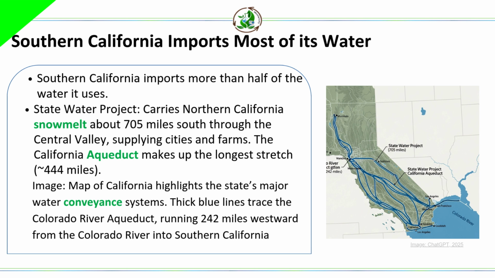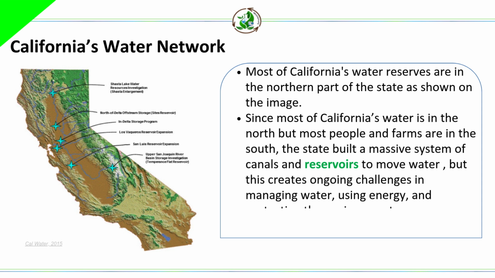These aqueducts are like giant water highways moving water from where it's available to where people need it. Take a moment to look at the map and notice how far this water travels. Think about what it takes to get water from hundreds of miles away to our taps every day. Take a look at this image.